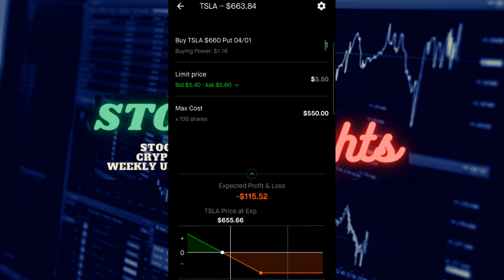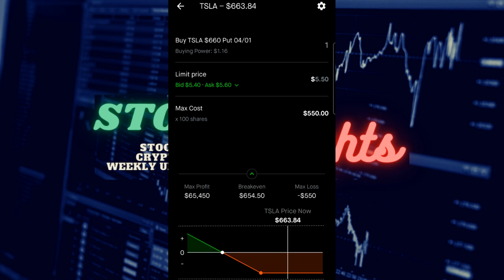if we go backwards, that's where we get our gains. Okay, so put means that we're believing it's going down. So if we take this little line and go backwards, you can start seeing the expected profit. If we go forwards, as if we're thinking that the price is going to go up, we see that the maximum loss that we can experience here is $550, which is the cost to get into this contract.